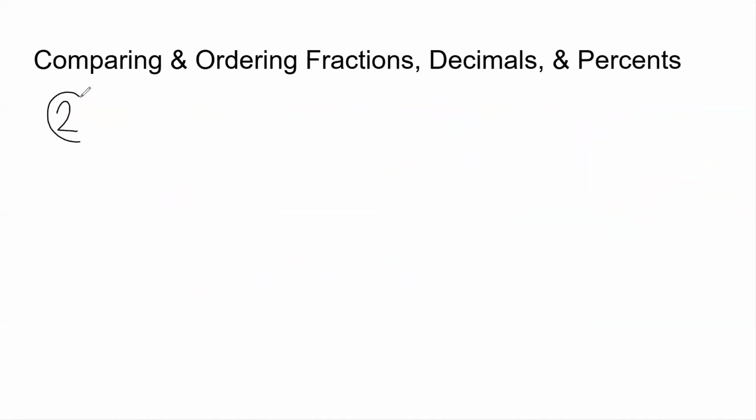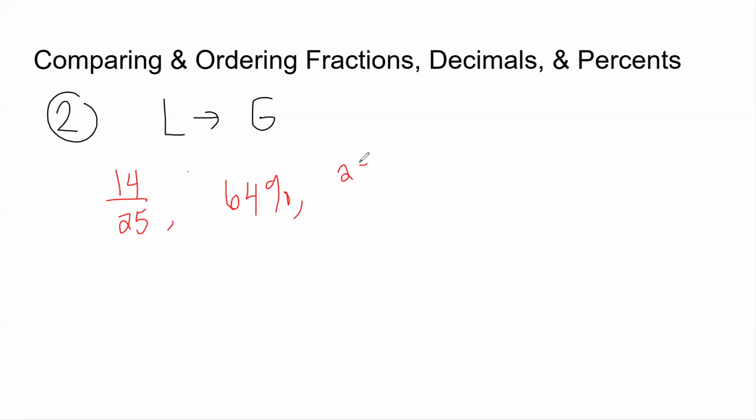Okay, let me show you again. We're again going to go least to greatest. Here's our list: 14/25, 64%, 25/43, and 54%. So turn to decimal. Bump, bump, that's going to be 0.64. Bump, bump, that's going to be 0.54.